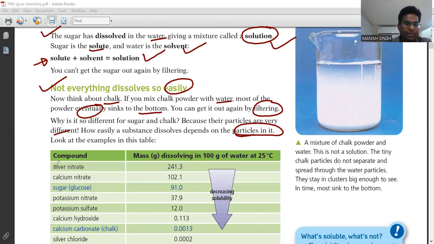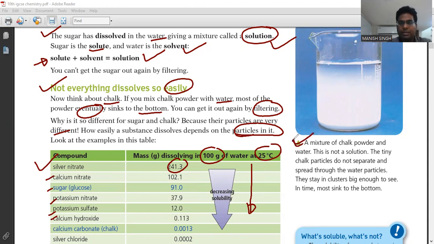Now look at the examples. In the table, for a compound like silver nitrate, the mass dissolved in 100 grams of water is 241.3. Now as we go down, the mass is decreasing. Like calcium nitrate, sugar, potassium sulfate, calcium hydroxide, right?